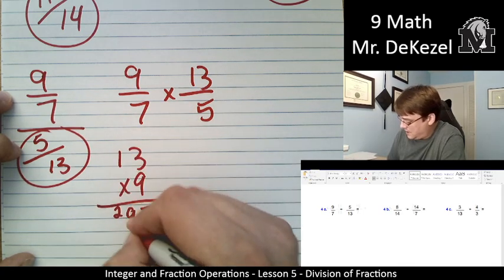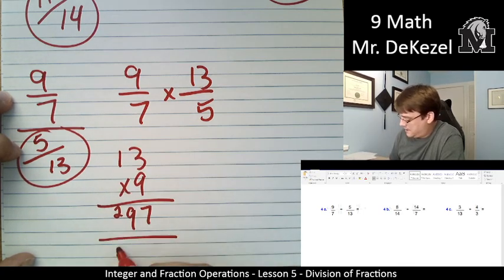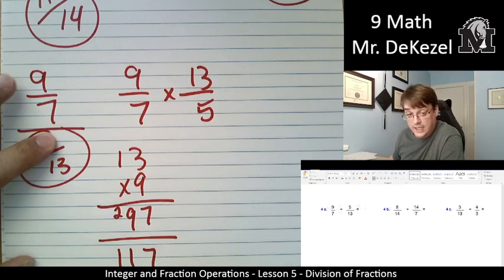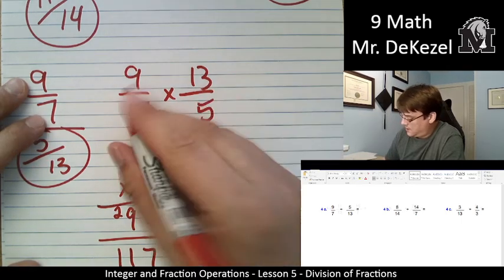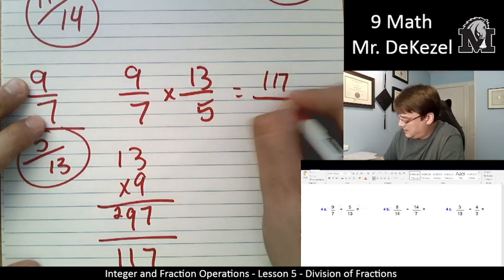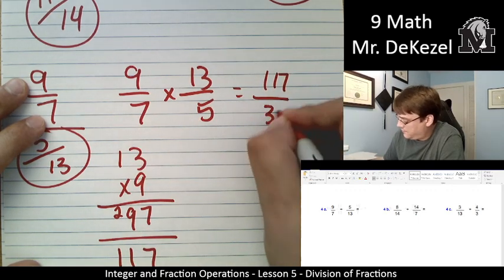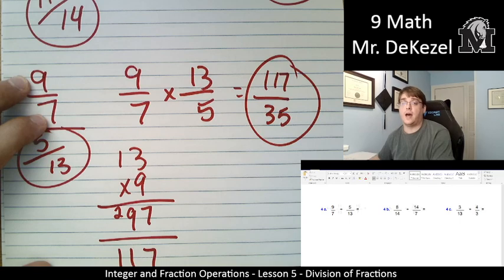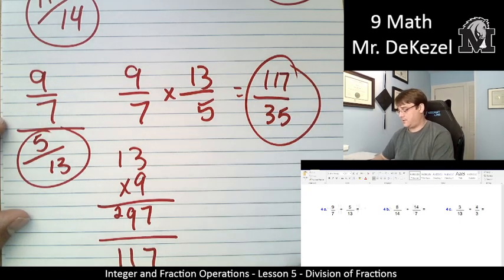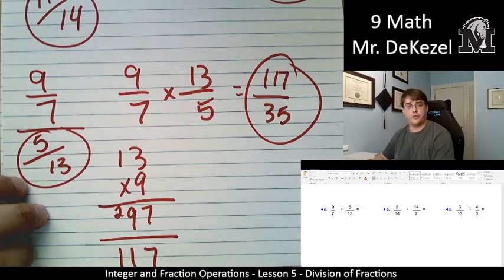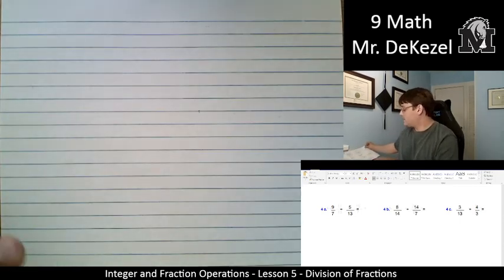9 times 1 is 9. We add that up. That's 117. So 9 times 13 is 117. 7 times 5 is 35. And there you have our final answer. I'm not checking super thoroughly if you can reduce, but if you can, that is required.